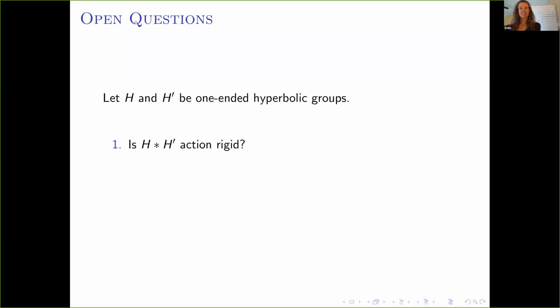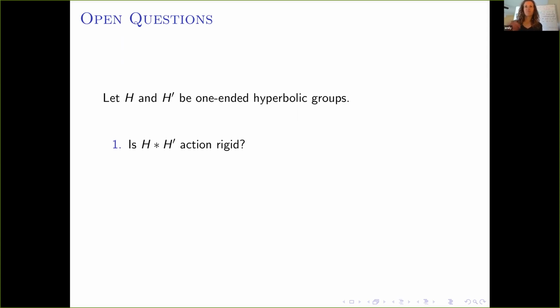Okay, so before explaining what goes into the proof of those theorems, let me say 2 open questions that we're very interested in. So suppose that H and H prime are one-ended hyperbolic groups. Then the first question is: is the free product of H with H prime action rigid? So in other words, if there's any group G that acts on the same space as the free product of H and H prime, does that imply the groups G and this free product are abstractly commensurable?